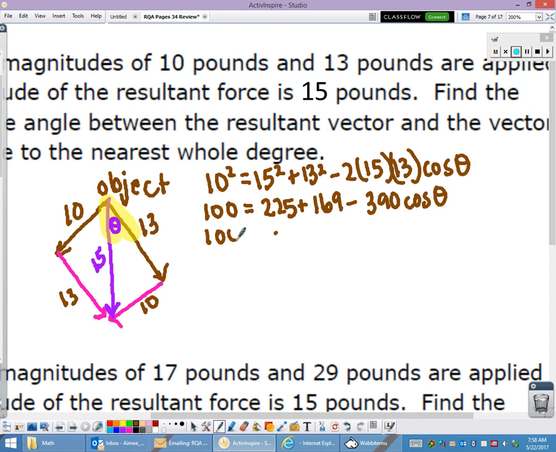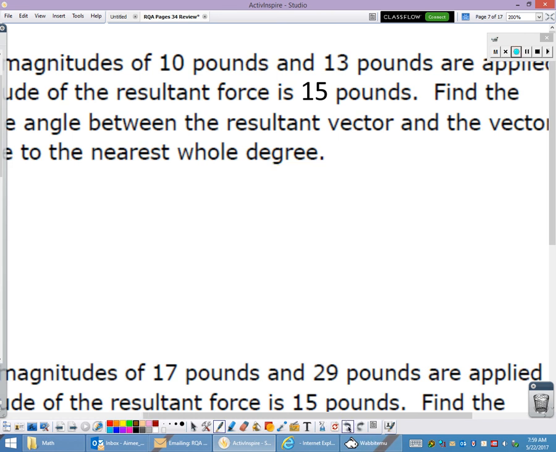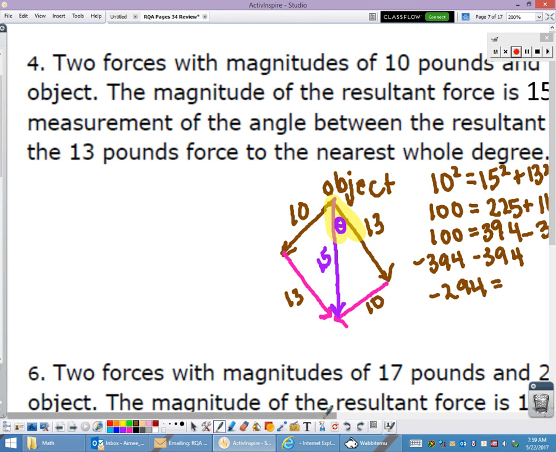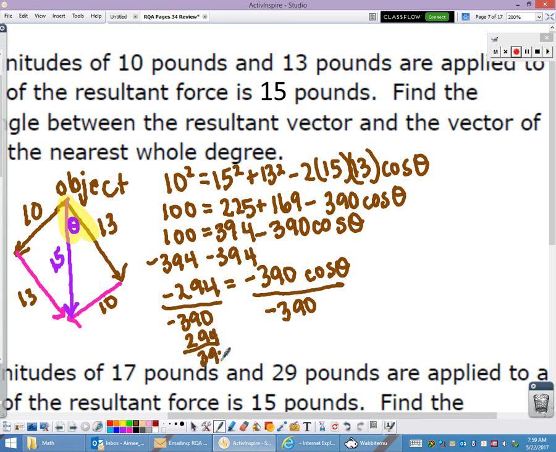I'm going to say 100 equals 394 minus 390 cosine of theta. Now I'm going to subtract 394 from both sides. That's negative 294, which is going to give me negative 390 cosine of theta. Then I'm going to divide both sides by negative 390 and then take the cosine inverse. So I'm going to keep that as 294 over 390 when I take the cosine inverse.